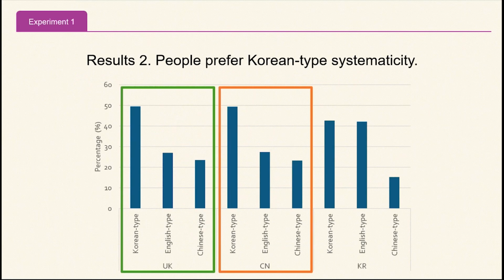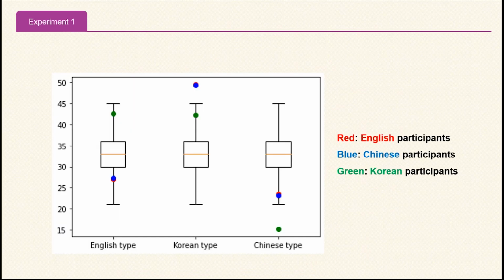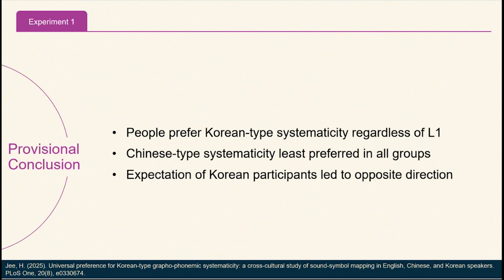The British participants and Chinese participants both preferred Korean type of systematicity all the time. Only, weirdly, Korean participants less preferred their own systematicity. I'll tell you later my inference why. Monte Carlo permutation confirmed that English and Chinese participants' choices are statistically significant. Provisional conclusion: people prefer Korean type systematicity regardless of their mother tongue. Chinese type systematicity was least preferred in all groups.